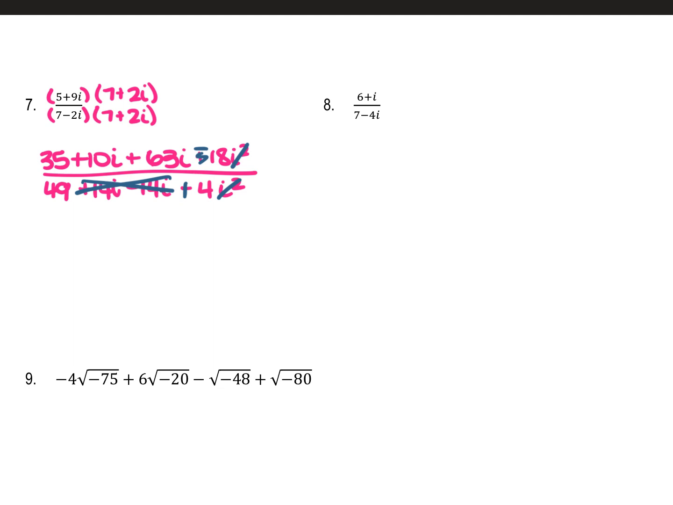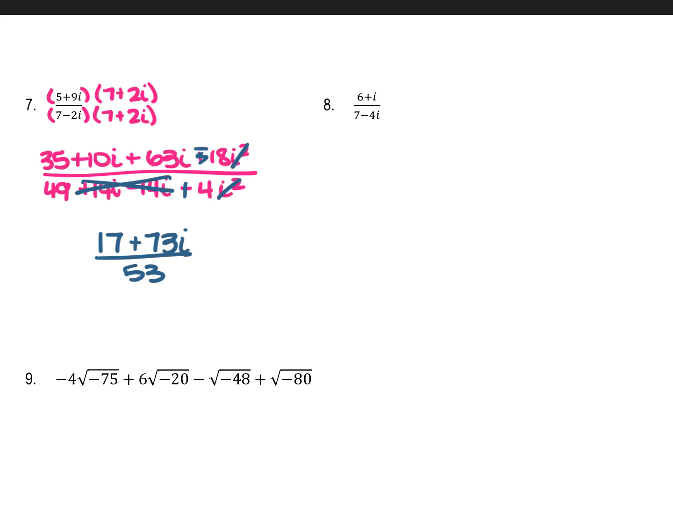Up top, your 35 and your negative 18 are going to combine together. 35 minus 18 is 17. You then have 10i plus 63i, which is 73i. On the bottom, you have the 49 plus 4, which is 53. You do not have a like term between the 17, the 73, and the 53.